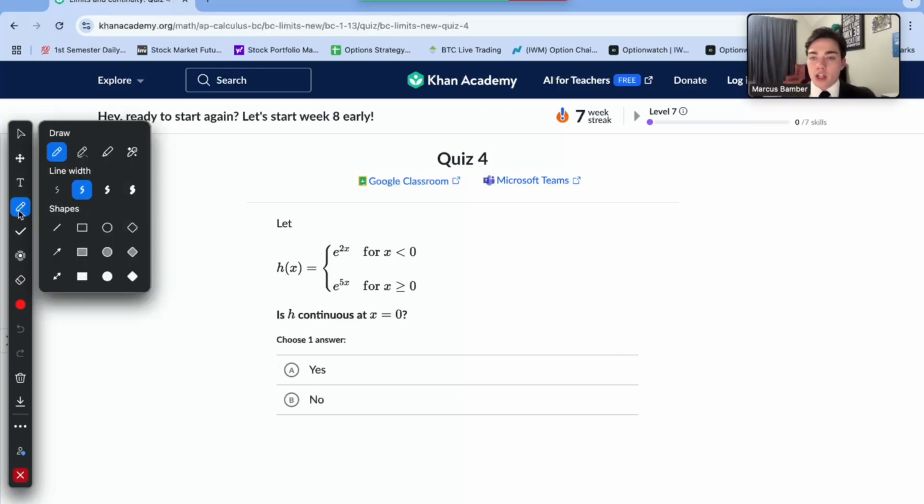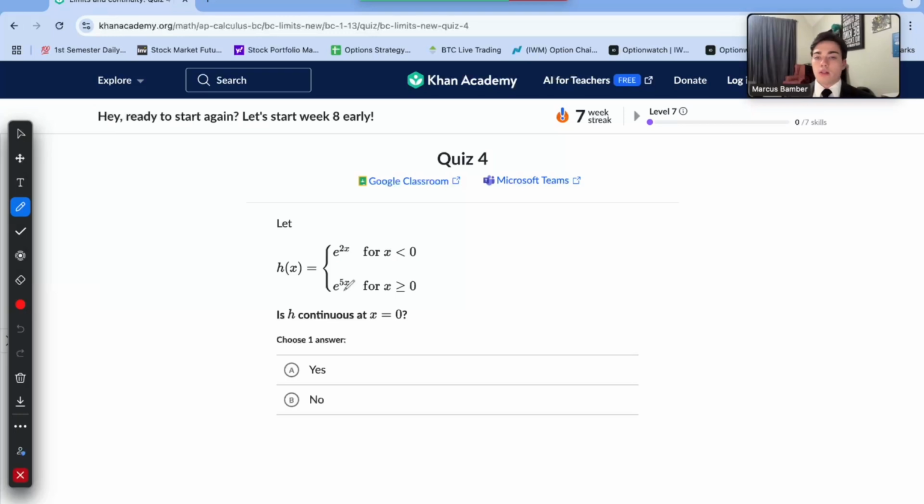We have 6 questions, and our first one is discussing whether h is continuous at x equals 0. So, as we can see, we have a piecewise function, and it's very important to define what continuity is. Continuity is when, first of all, h is defined at 0, and then second of all, our left-sided limits and our right-sided limits are equal to the value at which h of x is defined.